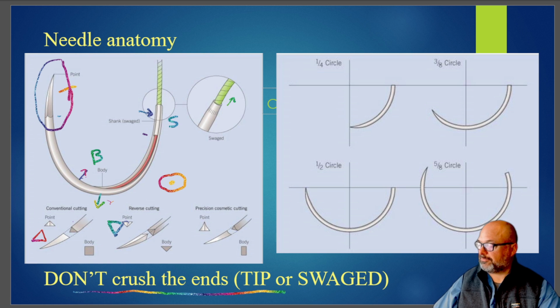When it comes to needles themselves, most of what we use are true half circle needles. We do occasionally use a GU, GI 5/8 circle. Up here with the quarter and the 3/8, we don't really tend to use as much, so you won't see them a lot.